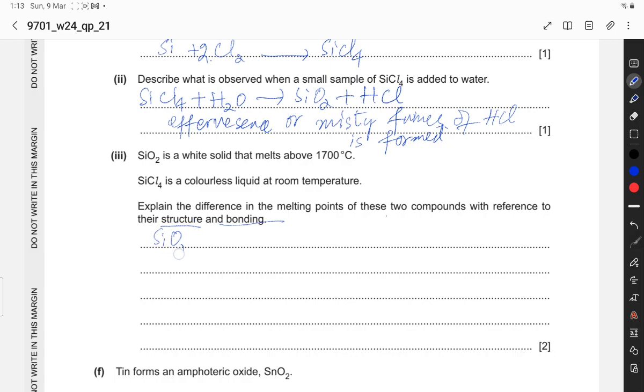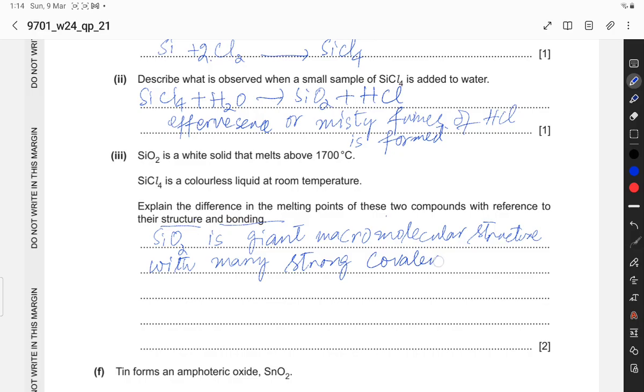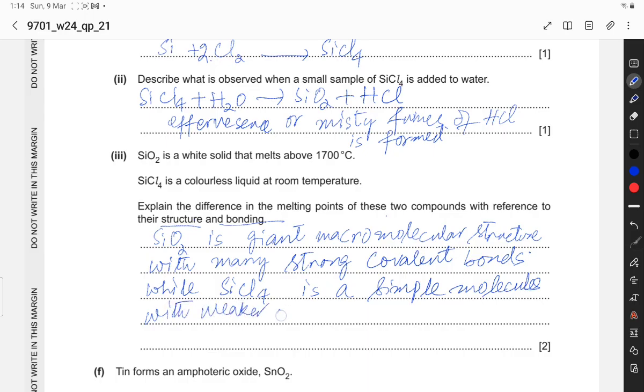Silica is a giant macromolecule structure with many strong covalent bonds, while SiCl4 is a simple molecule with weaker intermolecular forces.